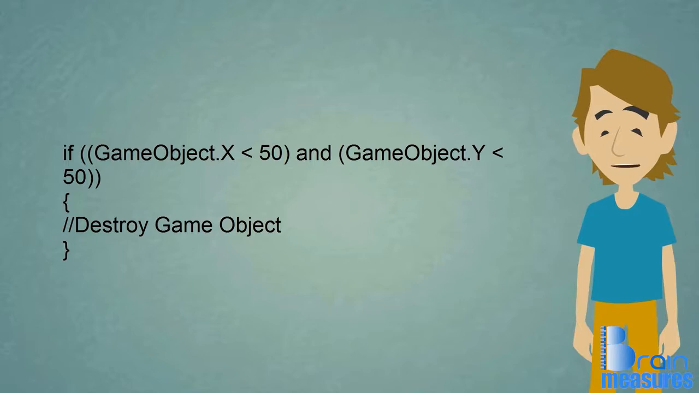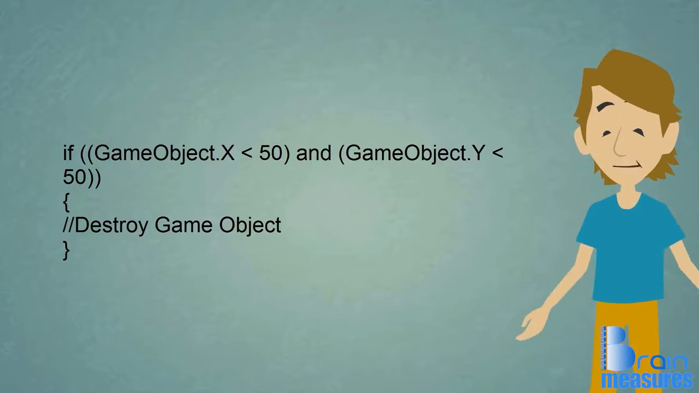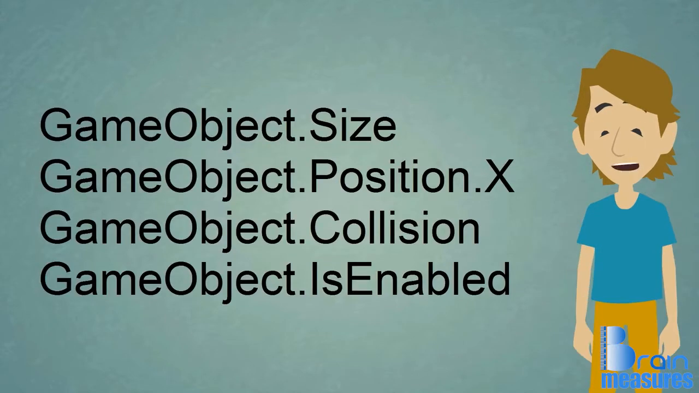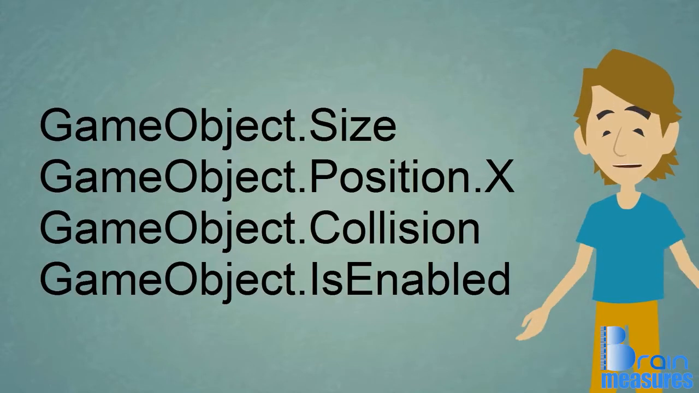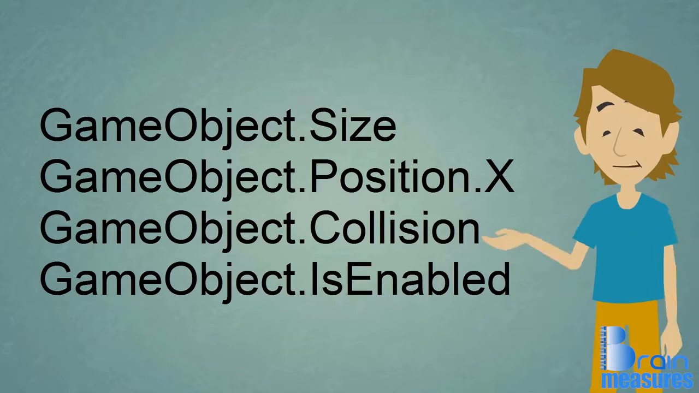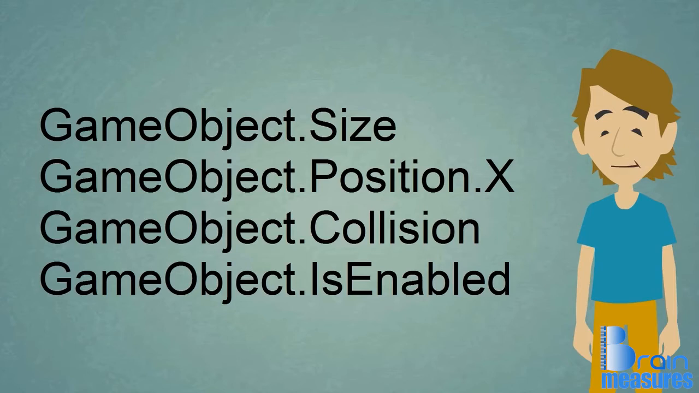One more thing I should mention. Do you see how it says game object dot then x or y? This is really common in object properties, especially in games. We haven't talked about objects yet, but we will later. Here are some examples of properties you can give an object. In this case, the wording and the syntax differs greatly between programming languages.